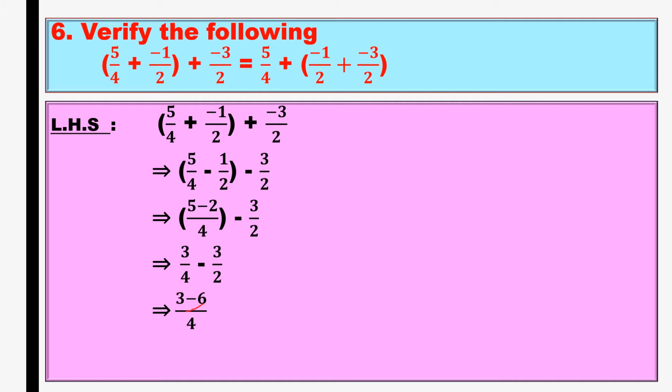6 minus 3, how much? 3. Okay. Now put the big number symbol. Big number is minus 6. So you should put minus 3 as your answer.